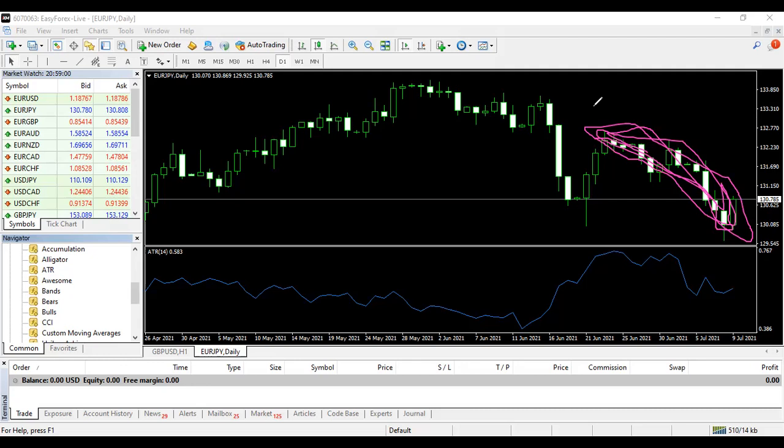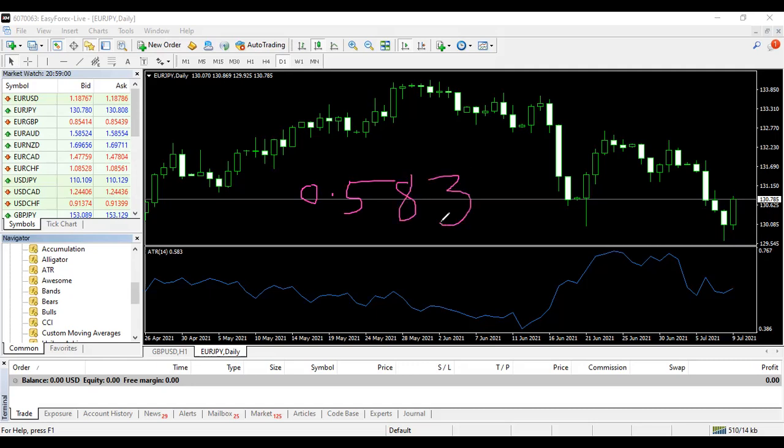So I have left it on daily time frame. It means this indicator, the ATR, is giving me numbers based on the past 14 candles. Now, what figure is this ATR giving me based on the past 14 candles? It's giving me 0.583. This is the figure this ATR is giving me right now, 0.583. Now, to simply explain these figures to you, always ignore the last figure.